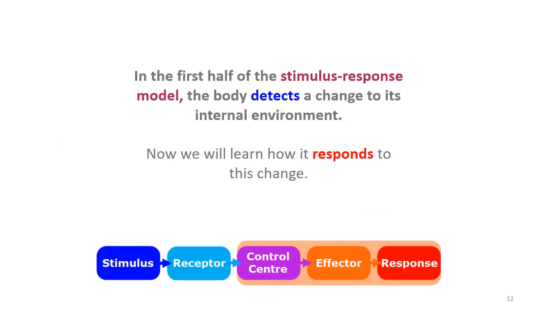In the first half of the stimulus response model, the body detects a change to its internal environment. Now we will learn how it responds to this change.